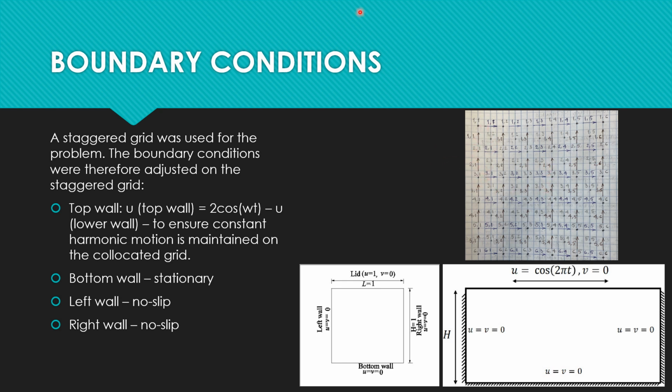The most important boundary condition is the top boundary condition, which in a standard lid-driven cavity problem moves at a constant velocity in horizontal direction. This is indicated by this image. And the bottom wall is stationary, and the left and right walls have no slip boundary conditions. In the current problem which is presented, the only difference is in the top boundary, which oscillates with a velocity given by this formula: u equals cos 2 pi t.